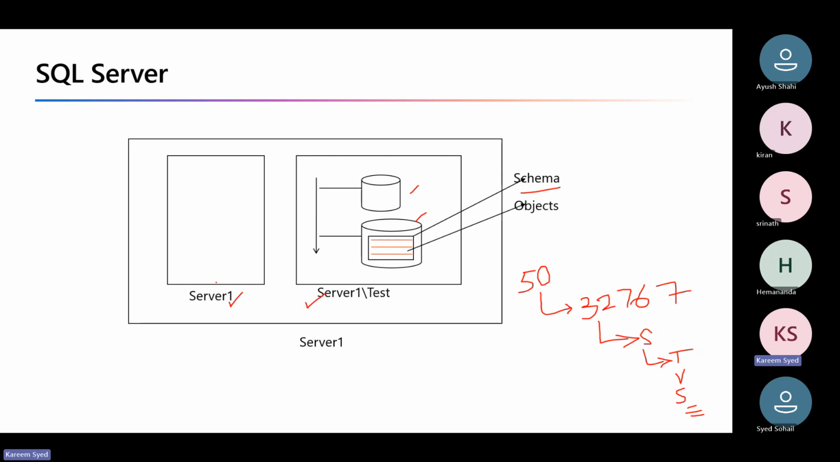In one machine we can have one or more instances. Under each instance we have databases. Under that is schema. Under that, objects.